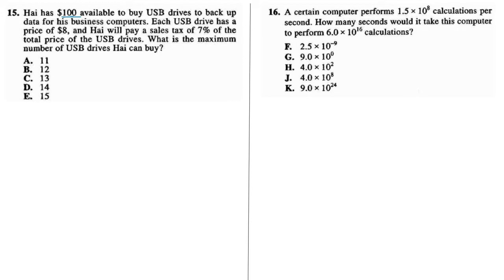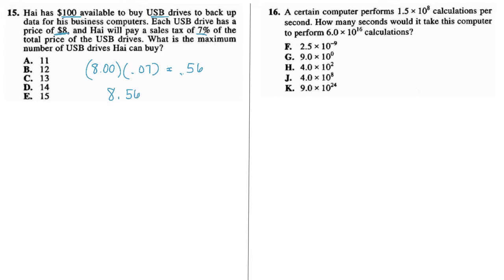Number 15, we have someone that has $100 available to buy some USB drives. Each drive has a price of $8 and a 7% sales tax. What is the maximum number of USB drives that this person can buy? So let's see how much we would actually have for each one. We have $8, but we also have a 7% sales tax, so 0.07. So he has to pay 56 cents in tax. So the total price for a drive is $8.56.